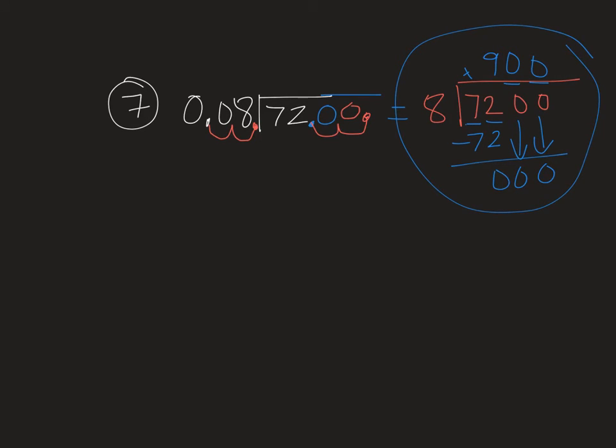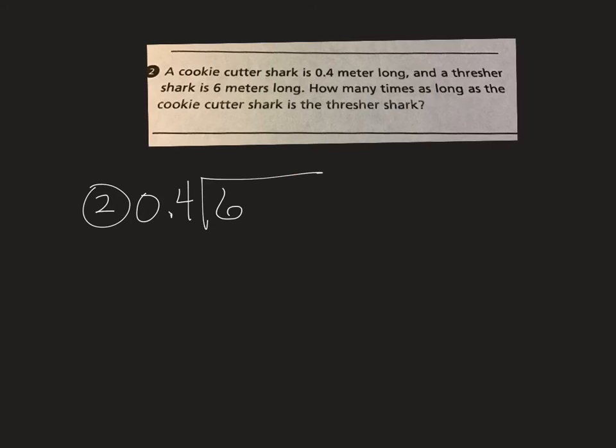All right. One more example. So here we have this problem. A cookie cutter shark is 4/10 of a meter long. Oh, adorable. And a thresher shark is 6 meters long. Oh, deadly. How many times as long as the cookie cutter shark is the thresher shark?